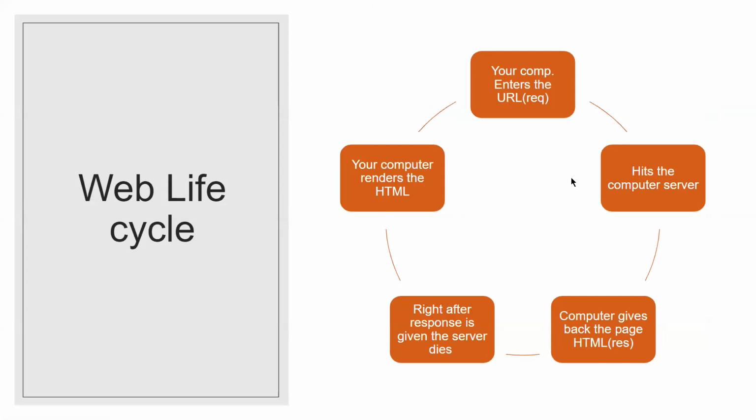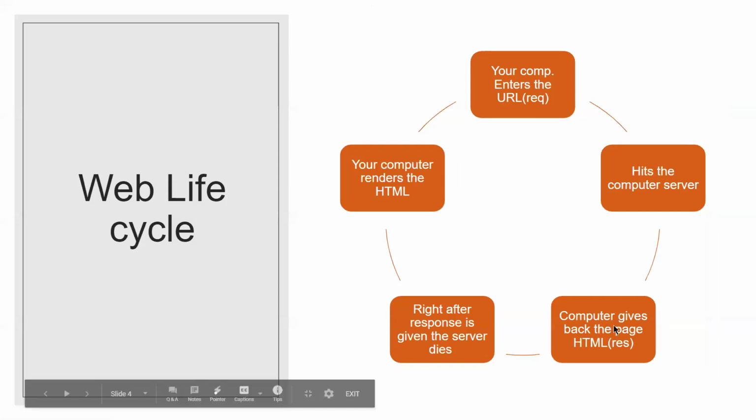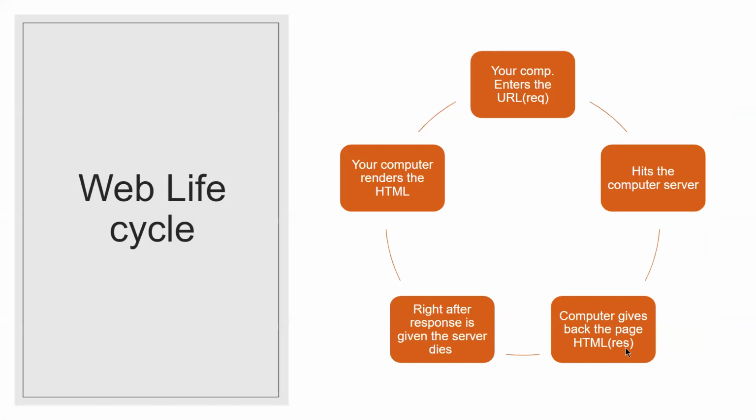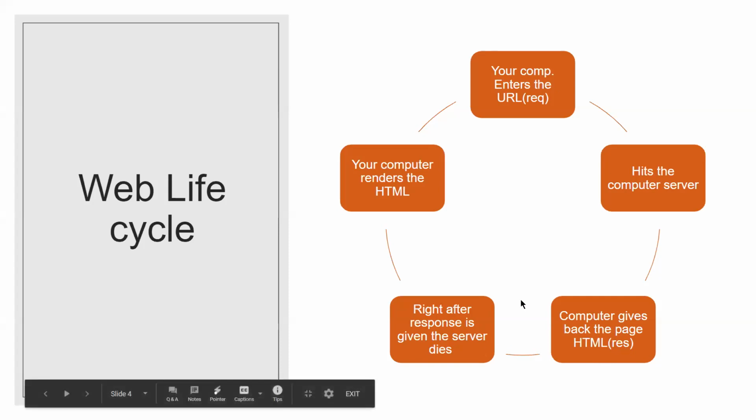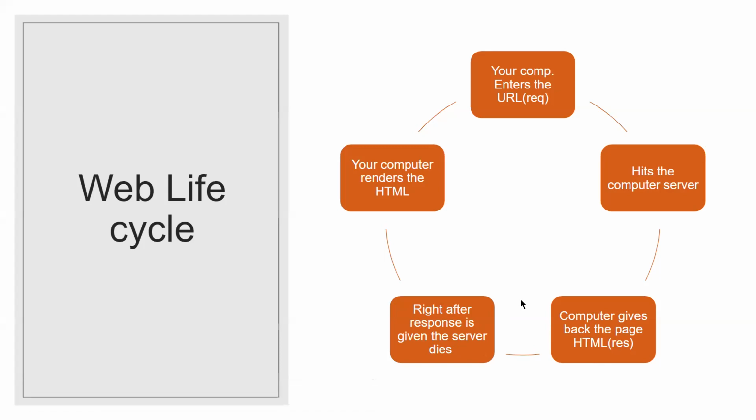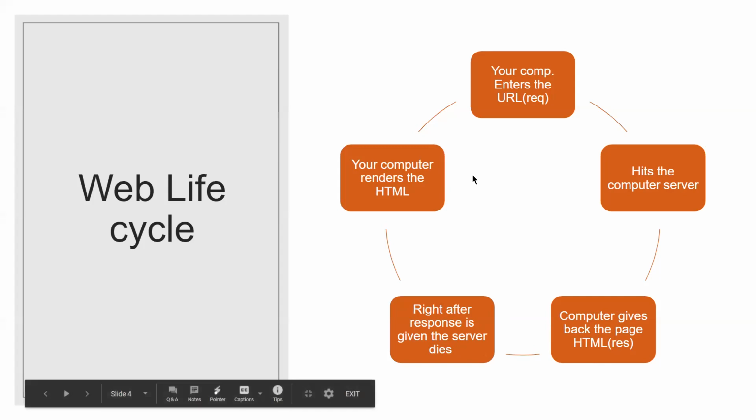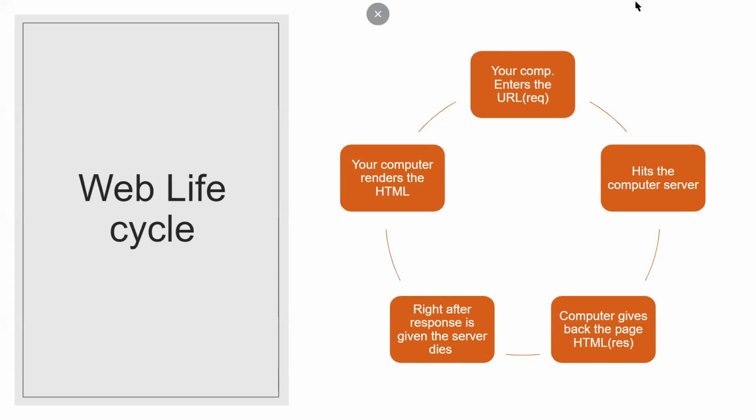Okay, so this is the web lifecycle. Your computer, you basically enter the URL, which we saw on the previous slide, with the HTTP request, the World Wide Web, the domain name, etc. And then it hits the computer server, basically where that is stored. The server gives back the HTML page, which is basically the code for that website. And right after the response, the server dies, basically, and your computer shows you the HTML page. And the whole cycle repeats every single time you have a new website you want to go to. At this point, if you have any questions, just let me know, and I'll answer them for you.